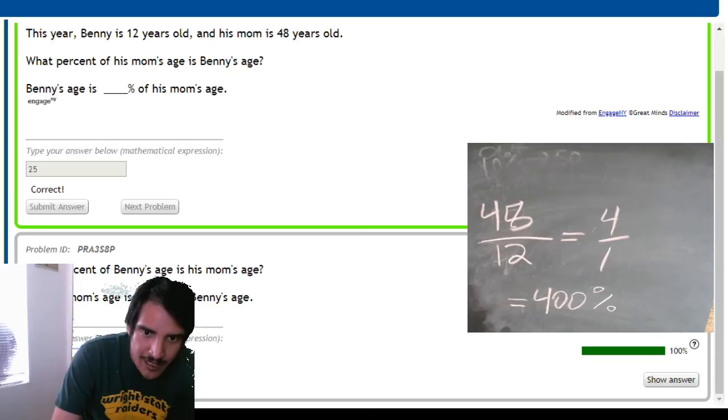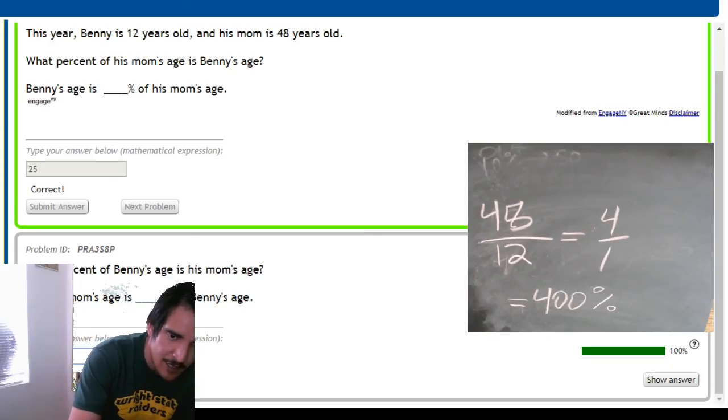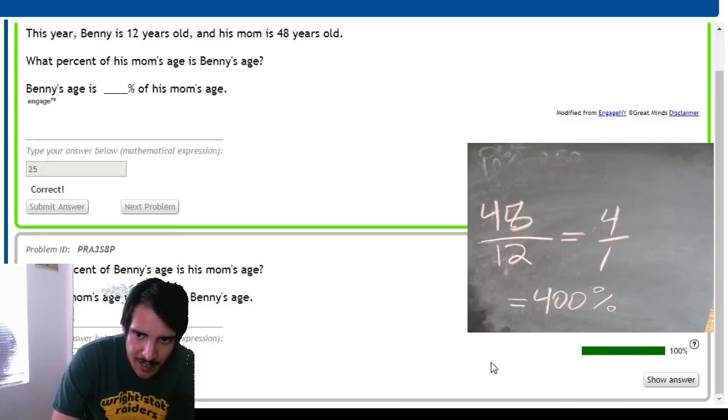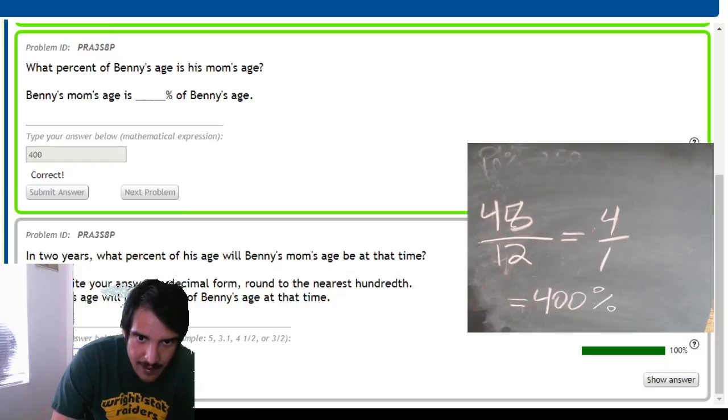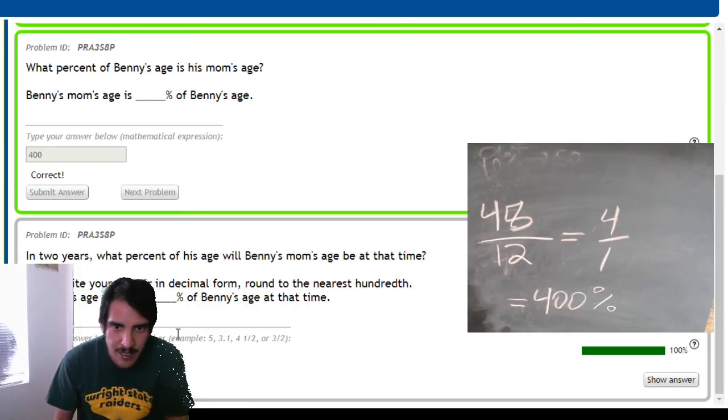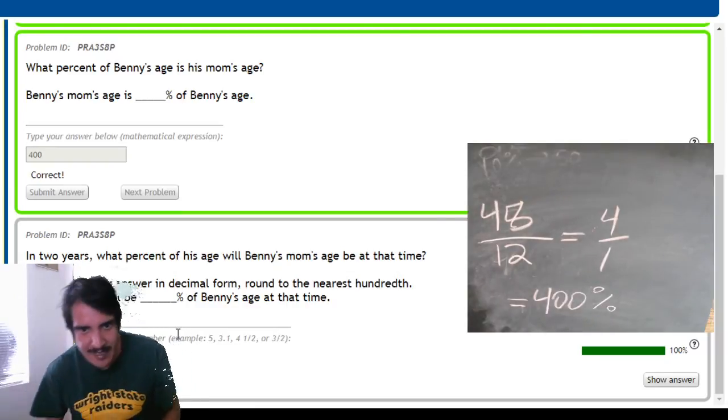Okay? She is 400% of Benny's age, because 100% would mean the same age. 400% means she is 4 times older. Okay? In 2 years, what percent of his age will Benny's mom's age be at that time?